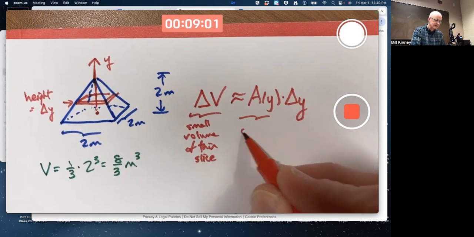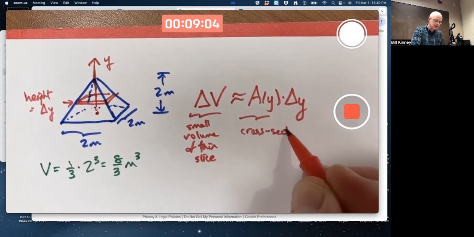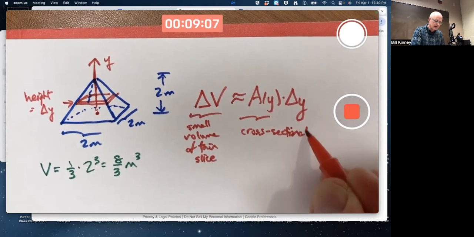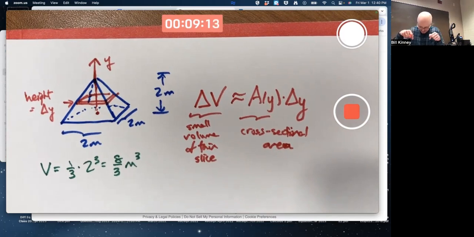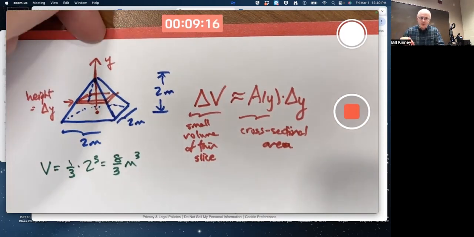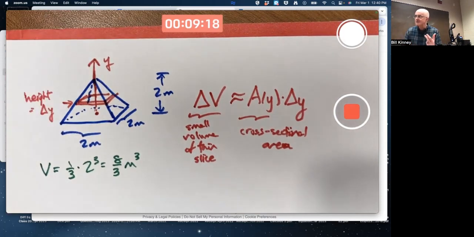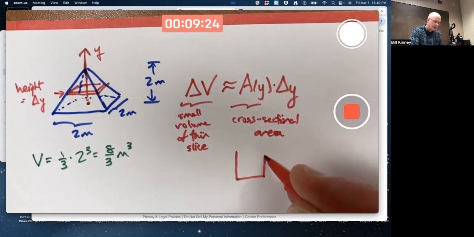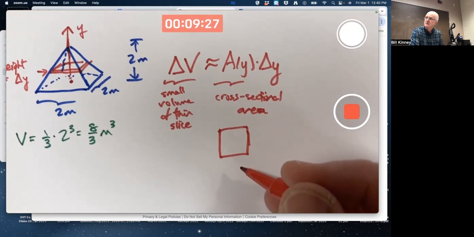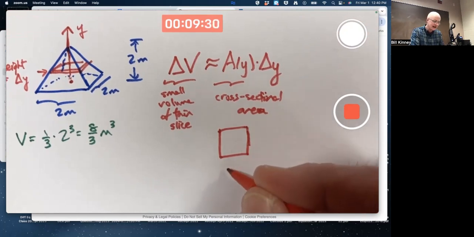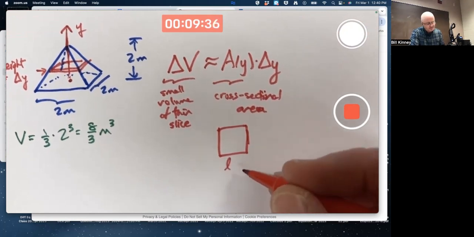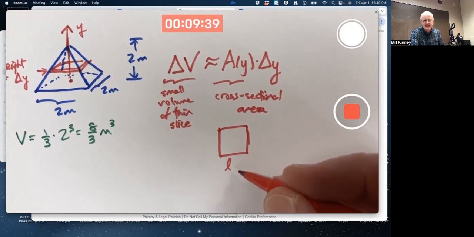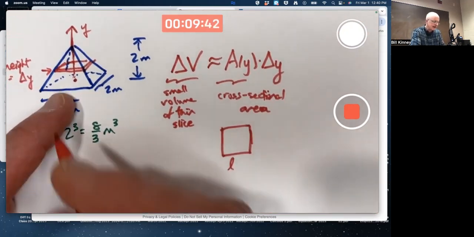A of y is the so-called cross-sectional area of the thin slice. If you were looking straight down at the slice, imagine you're up here, looking straight down, it would look like a square. So that cross-sectional area would be the area of a square. Let me call the side lengths of the square L for length. Make a cursive L. And those things, those lengths do depend on how high you are. They depend on y.